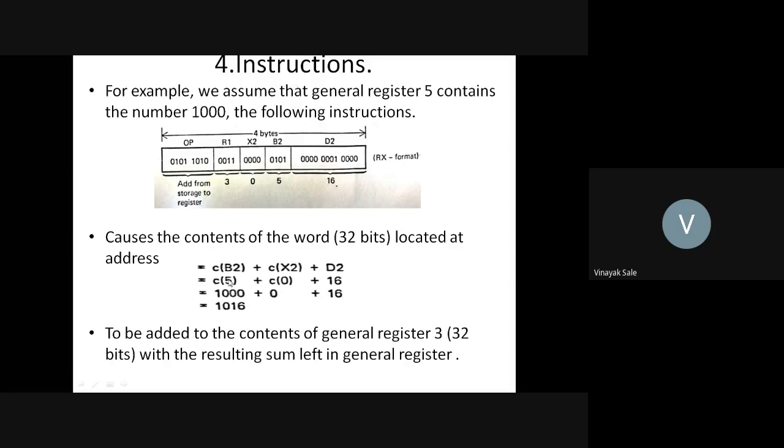Here we have used 5 registers. Base 2 is 5 here. The hexadecimal value is 0 and displacement is 16. So the calculation: C of base 5 is equal to 1000 plus 0 plus 16, which is 1016. So to be added, the contents of general register 3, that is 32 bits, the resulting sum is left in the general register.